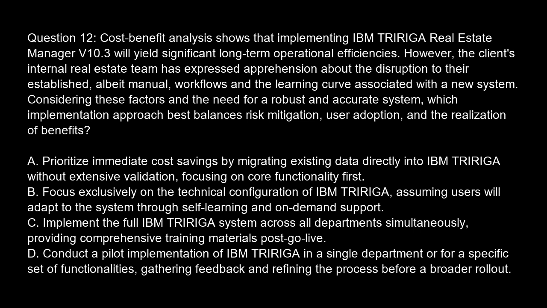Option A. Prioritize immediate cost savings by migrating existing data directly into IBM TRIRIGA without extensive validation, focusing on core functionality first. Option B. Focus exclusively on the technical configuration of IBM TRIRIGA, assuming users will adapt to the system through self-learning and on-demand support. Option C. Implement the full IBM TRIRIGA system across all departments simultaneously, providing comprehensive training materials post-go live. Option D. Conduct a pilot implementation of IBM TRIRIGA in a single department or for a specific set of functionalities, gathering feedback and refining the process before a broader rollout.